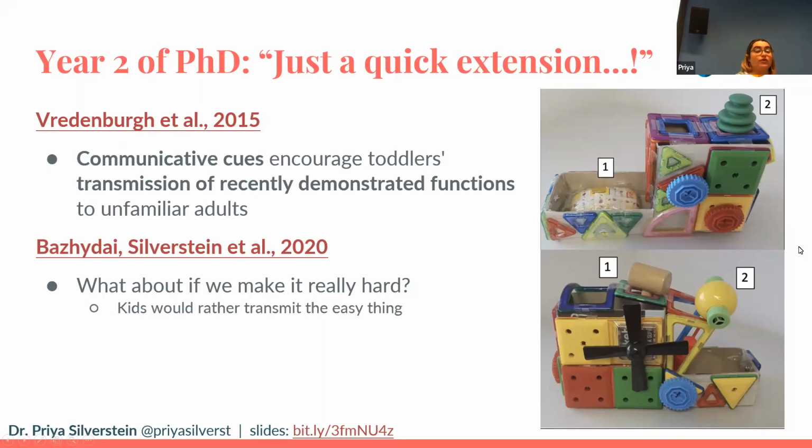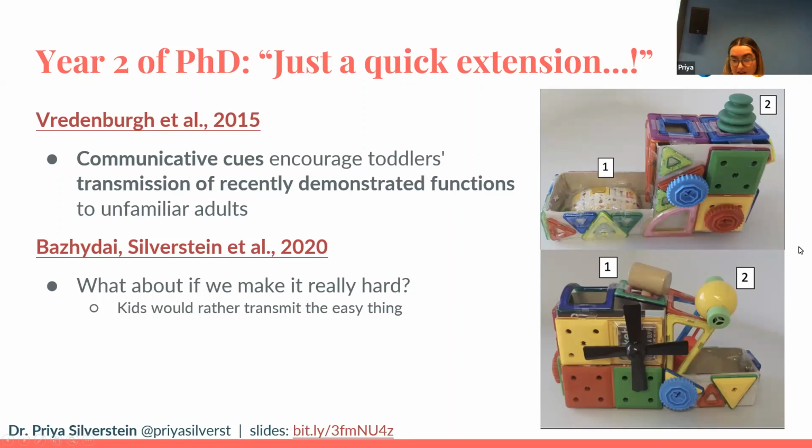And lo and behold, kids would rather transmit the easy thing, which we were not very surprised by. But then that brought up an interesting question, which was, okay, so why? And this is a question that I think a lot of people come across: do we now interpret these results in combination with the previously published results and come up with some sort of interpretation that takes both of those into account? Or do we not take for granted the previous results because we're not sure whether they're real either?